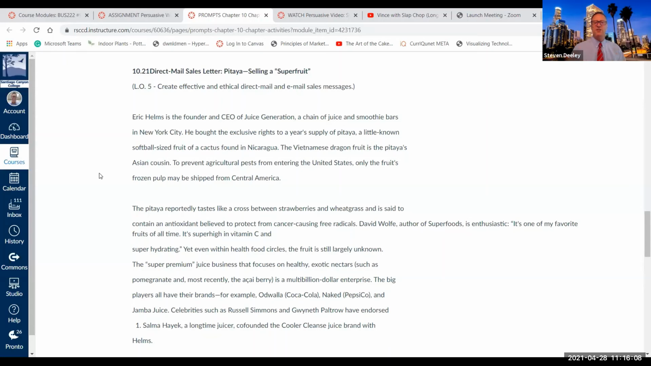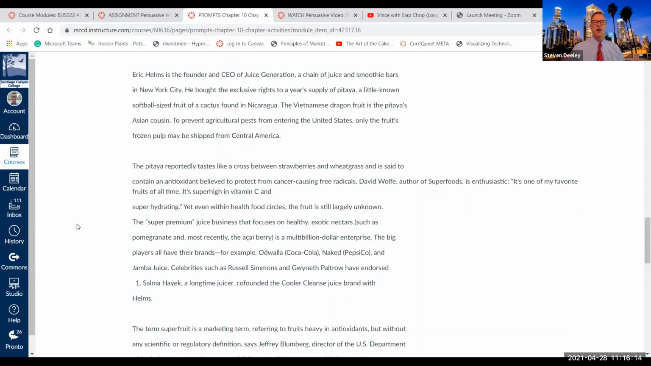What it contains in terms of antioxidants, vitamin C, that's a way to build someone's interest. All right. Yet even within health food circles, the fruit is still largely unknown. So it's up to you to inform them.